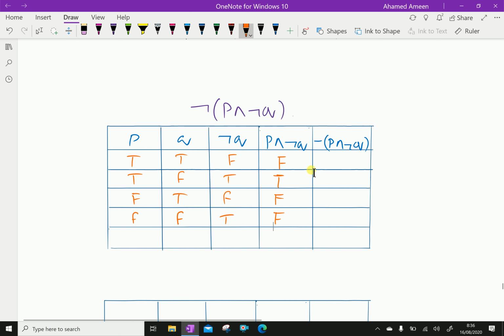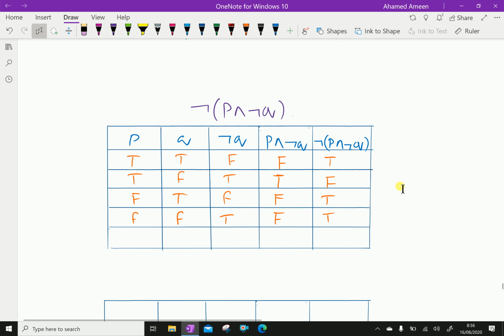Next, negate this complete column: true, false, true, true. Here, for false true, true is false, false is true, false is true.